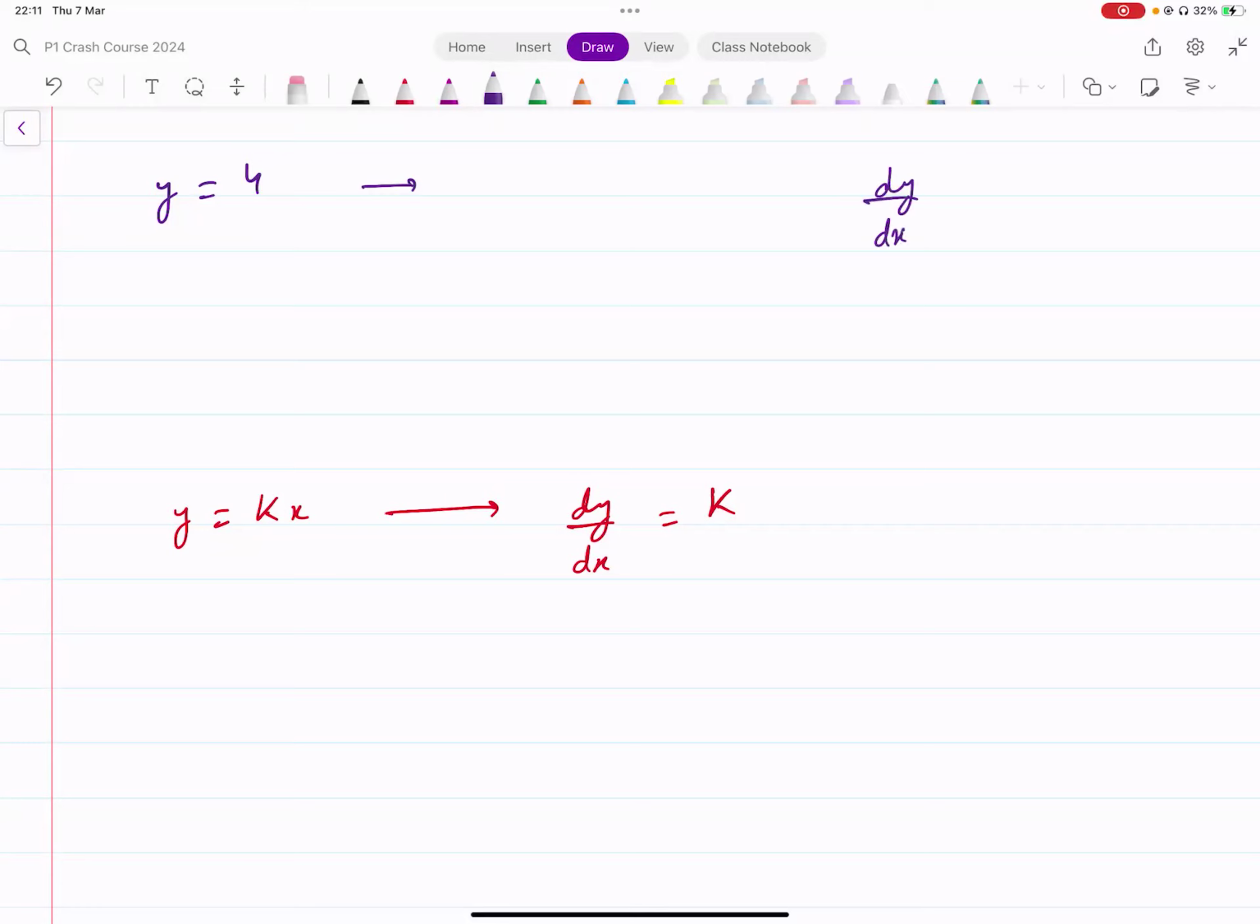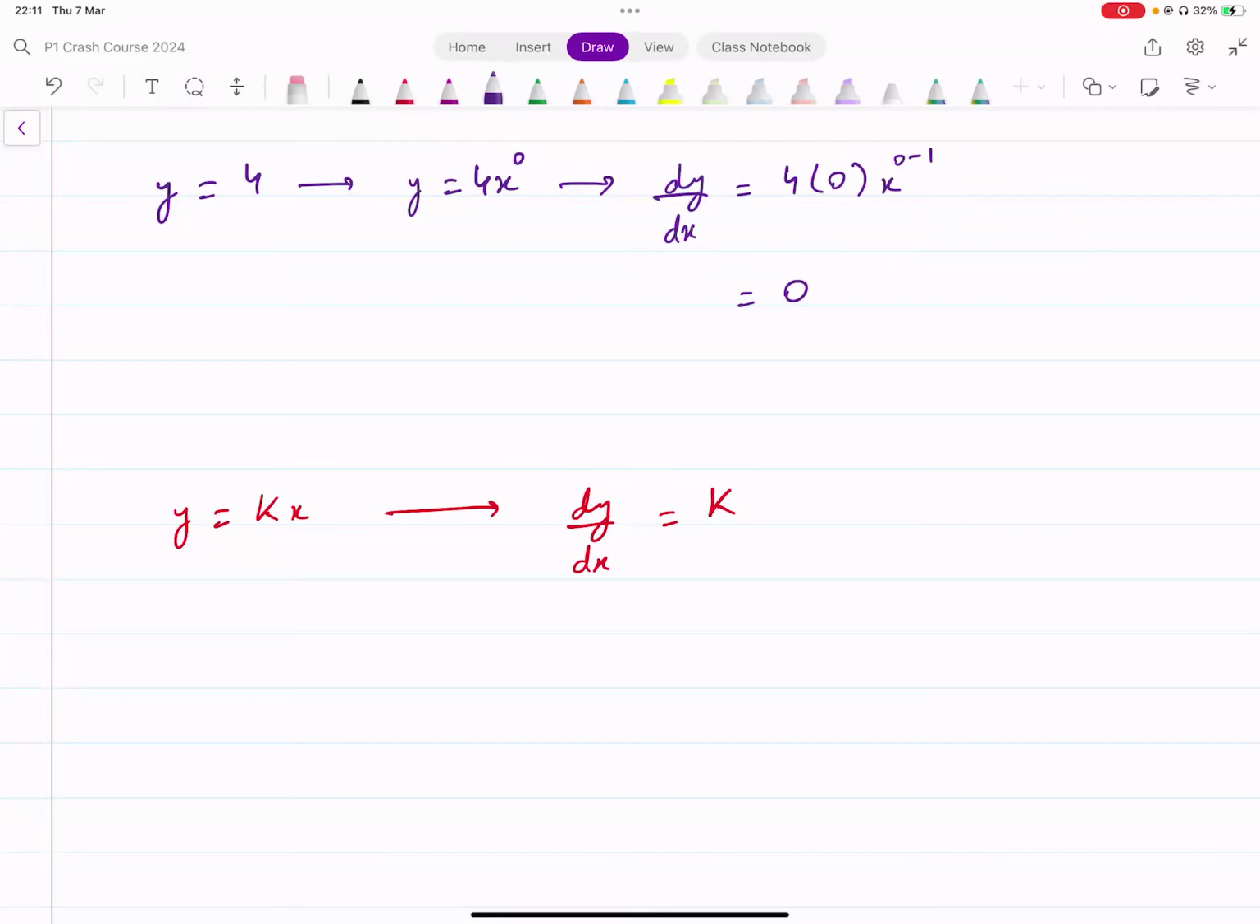Okay, so we can write y equals 4 as y equals 4x raised to power 0. If we want to write it in power form, it becomes 4x raised to power 0. And now if you were to apply the differentiation rule to this, what is this going to become? 4 into 0 multiplied by the power, subtract 1 from the power. It doesn't make any difference because we have 0 multiplying. So we have x power 0 minus 1. Everything becomes 0. The derivative turns out to be 0.